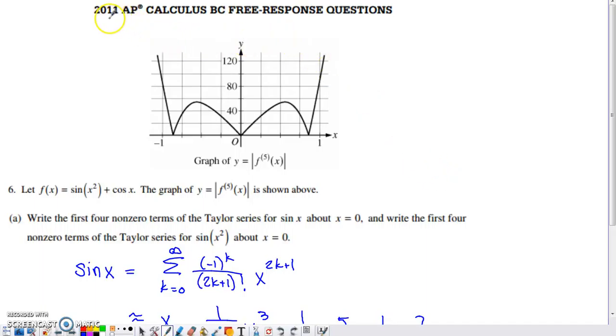So this is a problem from the 2011 AP Calc BC exam. It's problem number 6. It's a no calculator problem, and as number 6 usually does, it involves a series. And this is kind of a goofy starting point that they give us here.